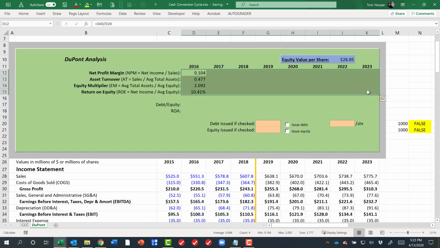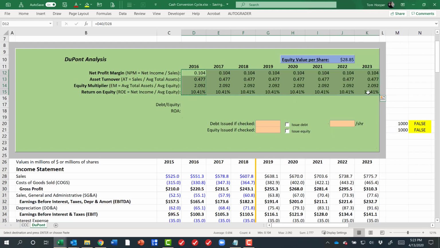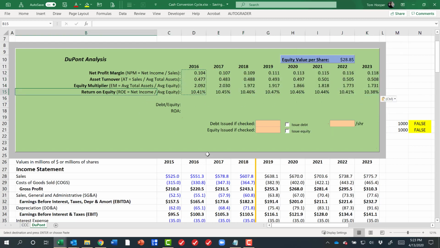So I don't want to mess up that border, so I'm going to copy, paste special, all except borders. And what I see is that the return on equity for this firm is relatively constant at about 10.45%. And then the pieces going into that are changing.